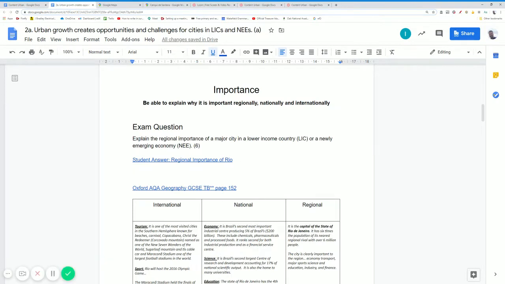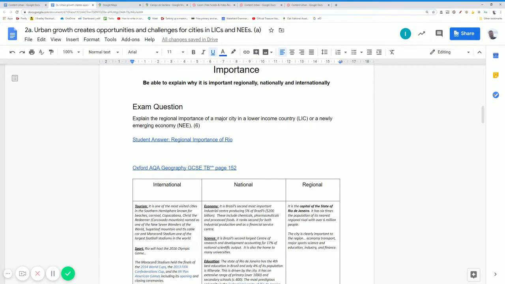But you've got to look at this on three different scales. You've got internationally, so why is it important to the globe, to different countries? Nationally, so why is it important to Brazil? Regionally, why is it important to the area in and around the city itself, the region? Now you can use similar ideas for each of these.